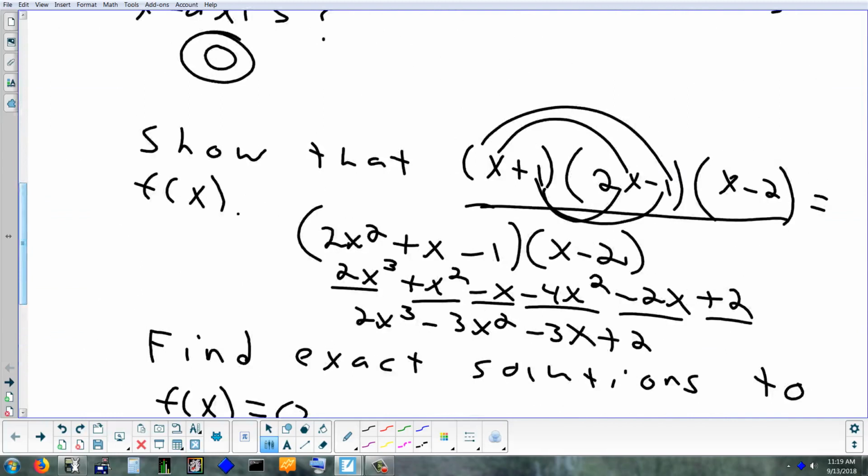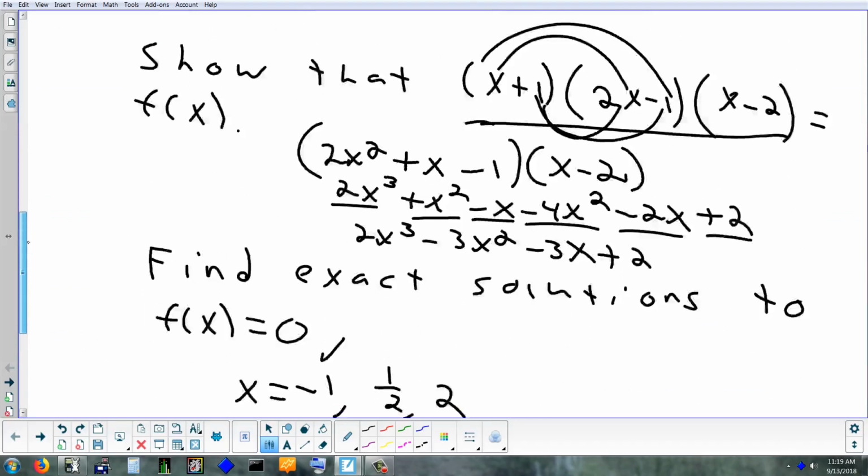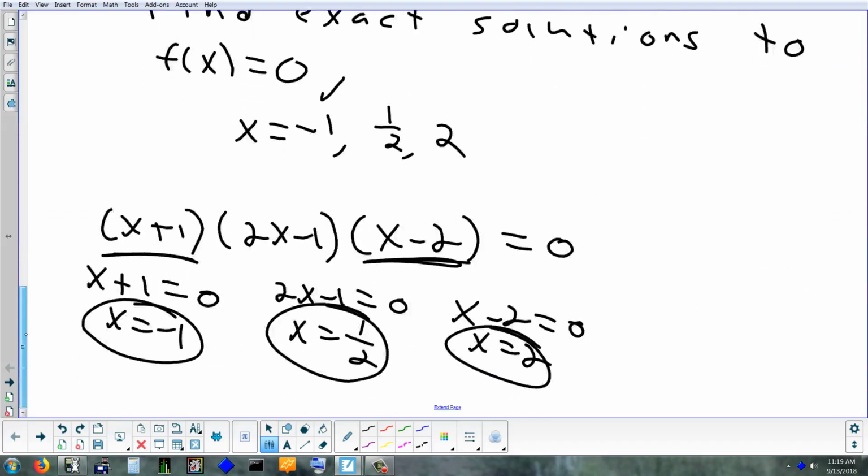Wouldn't the third one be -2? What did I put? No, you have to plug in 2 because 2 minus 2 is 0. If you plug in -2, it would give you -4 for that factor. Does that make sense? So you plug in 2, you get 0 here. If you plug in a half, 2 times a half is 1, minus 1 is 0. And if you plug in -1 plus 1, you get 0. So those are the three zeros.